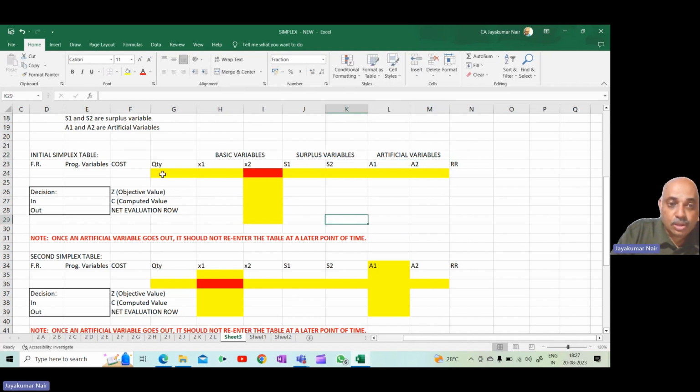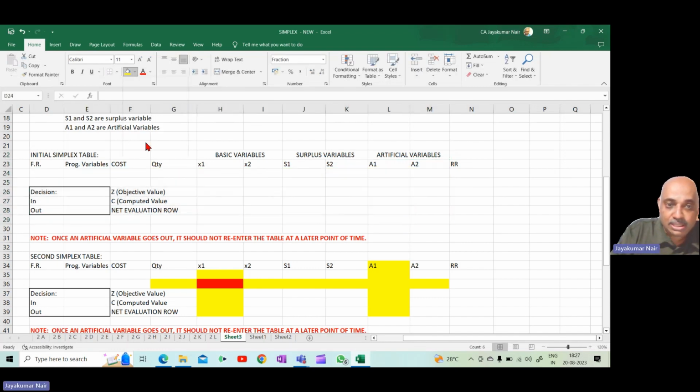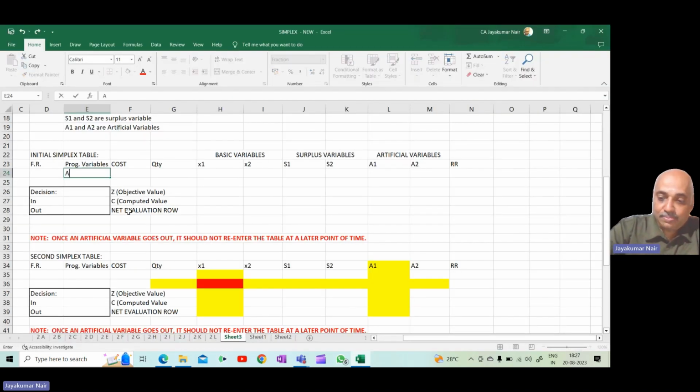Artificial variables. Okay, now how to start filling up the table. So the first one, program variables. Remember, from each constraint, you have to take one variable. So the first constraint, you know that you cannot start with a surplus variable. You must always take an artificial variable. So the artificial variable is A1 for the first constraint and A2 for the second constraint. So I'll write here A1 and A2.